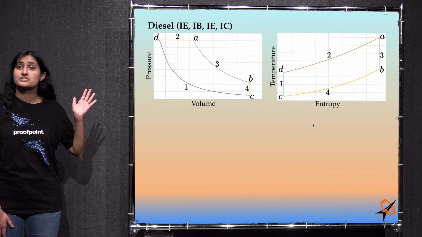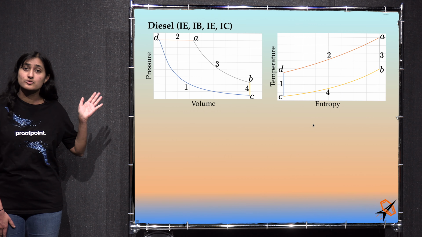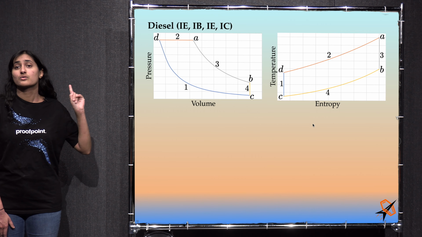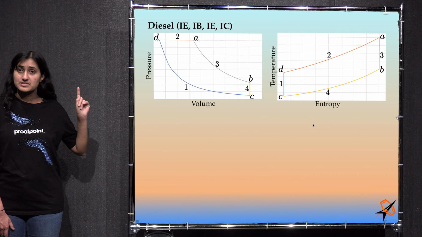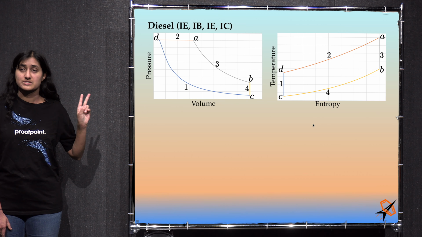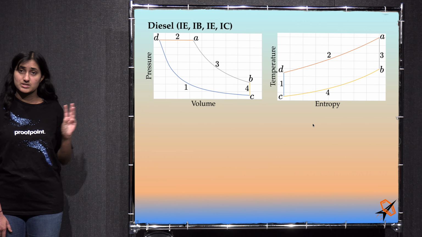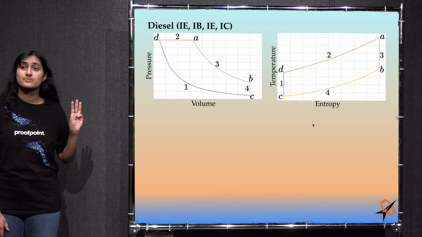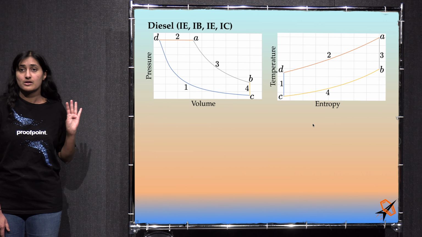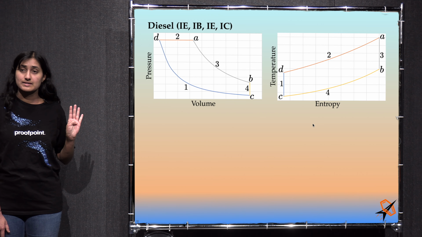The diesel cycle is what is used to model the diesel fuel-powered internal combustion engine. The steps are: 1. An isentropic compression from C to D. 2. An isobaric heating from D to A. This step simulates the combustion. 3. An isentropic expansion from A to B. This is the power stroke. 4. An isochoric cooling from B to C. This step simulates the exhaust and intake step.